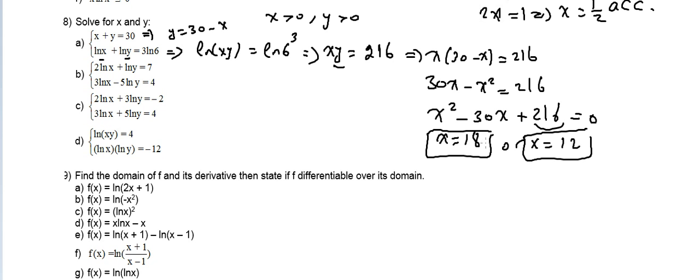If x is 18, how much is y? Y is 30 minus x. So if x equal 18, then y equal 12. And if x equal 12, then y equal 18. And both are accepted values.